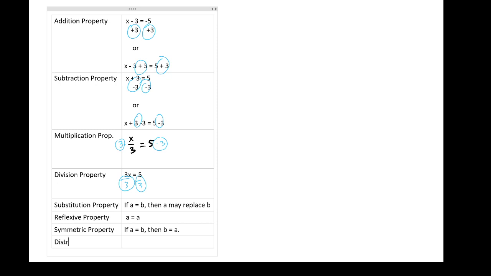After that, we have the distributive property that says that the quantity A times the quantity B plus C is going to be equal to AB plus AC.